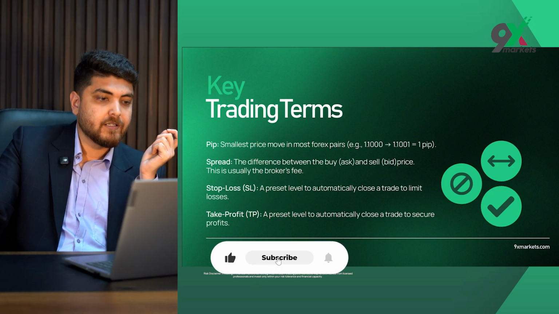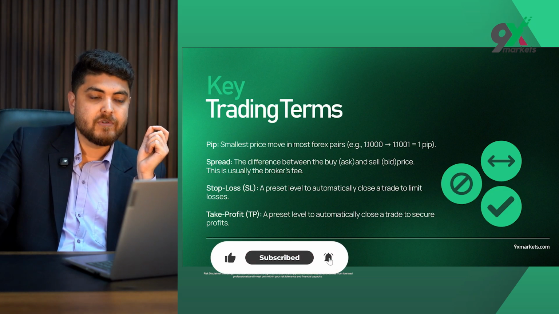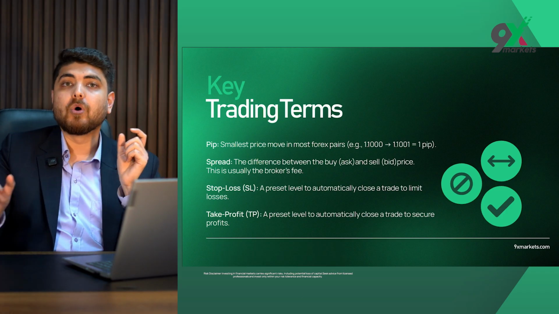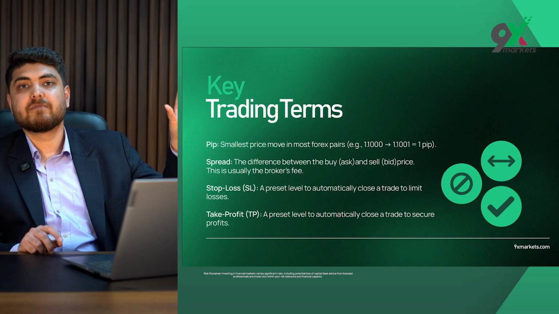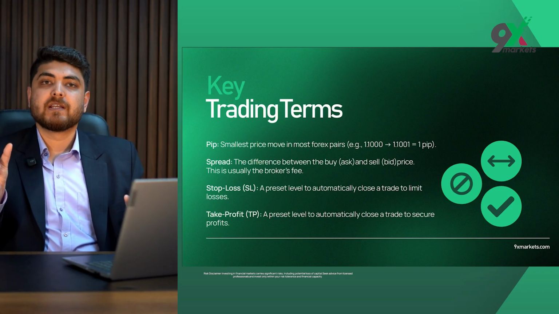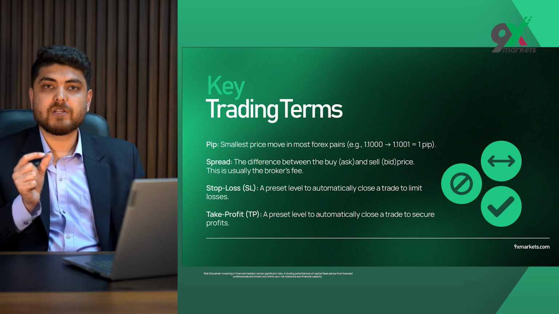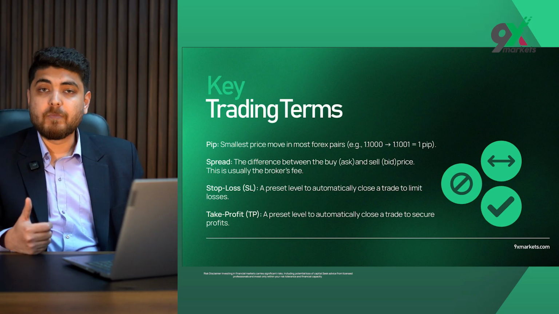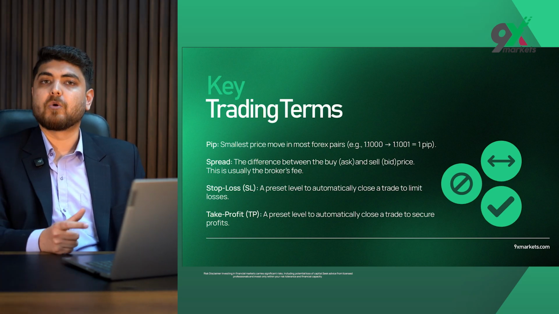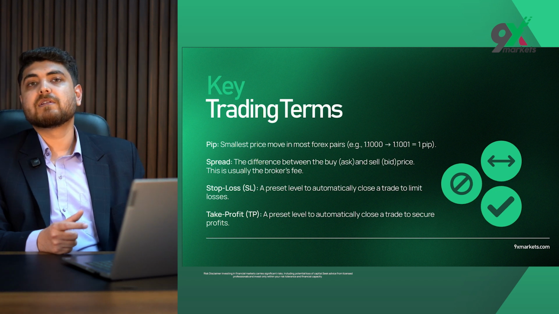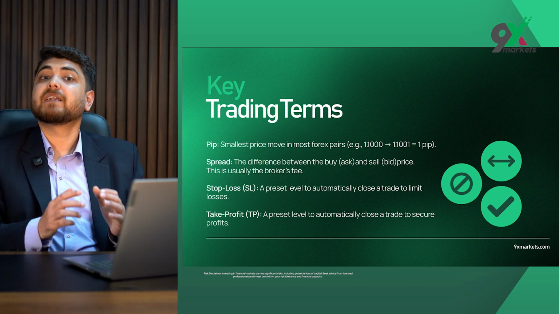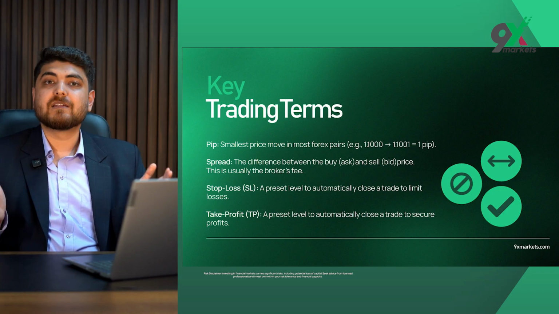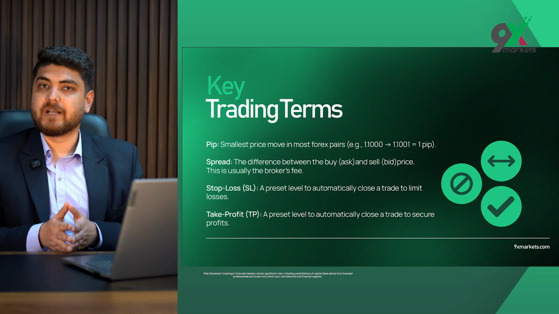Okay, spread. The difference between the buy, which is the ask, and the sell, the bid price. This is usually the broker's fee. You always see that the buying price is different from the selling price, and the difference between them is basically the broker's fee. When you open a position, that fee goes to the broker. Always you will see the price slightly different, but it cannot be a big gap, because if the spreads are quite wide, it's not very good for the clients trading with that spread.